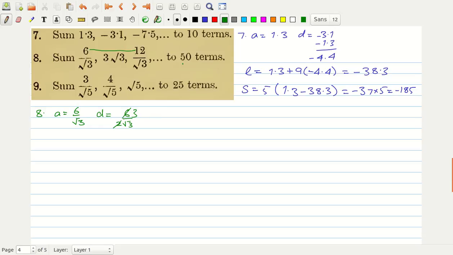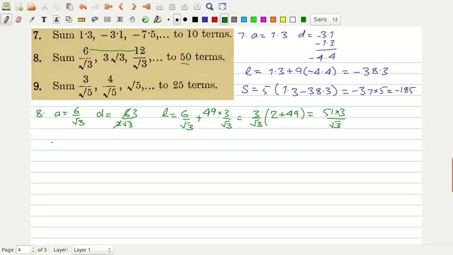What is the 50th term? The 50th term will be 6 by root 3 plus 50 minus 1, which is 49, times 3 by root 3. So you can take 3 by root 3 out, and you get 2 plus 49. This is equal to 51 times 3 by root 3. This is the 50th term.